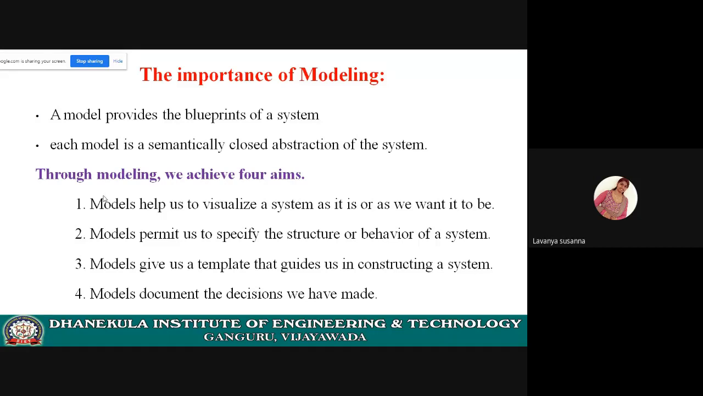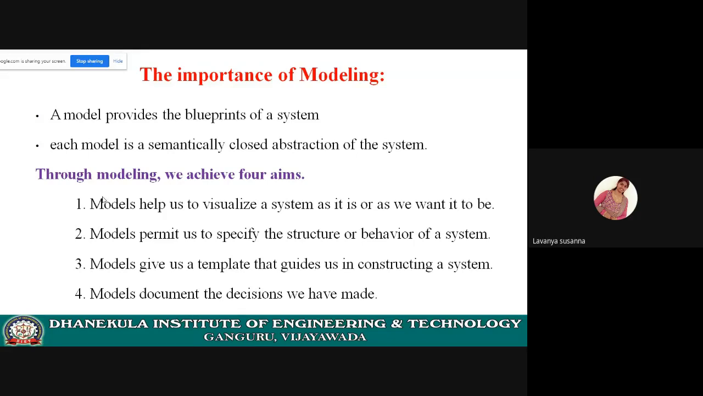What you are doing here is expressing all these elements in diagrammatic format, so that you can visualize the system before it is implemented. You can visualize the system. What is the behavior of the system? You can visualize it. You can understand it. You can understand each and every component in the system. This is the use of modeling.